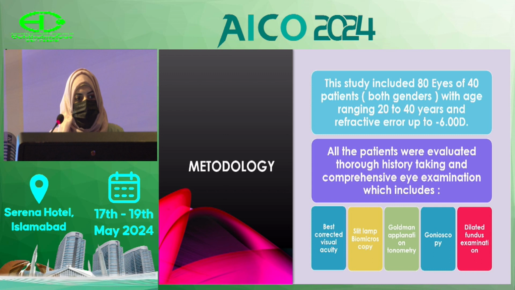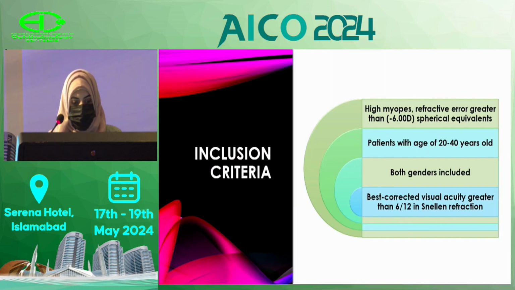The study includes 80 eyes of 40 patients. Both genders are included, aged 20 to 40 years, with refractive error greater than -6 diopter. All patients were evaluated through history taking, comprehensive eye exam, best corrected visual acuity, slit lamp biomicroscopy, Goldmann applanation tonometer, gonioscopy, and fundus examination. Inclusion criteria: refractive error of -6 diopter spherical equivalent, age range 20 to 40 years, both genders, best corrected visual acuity 6/12.